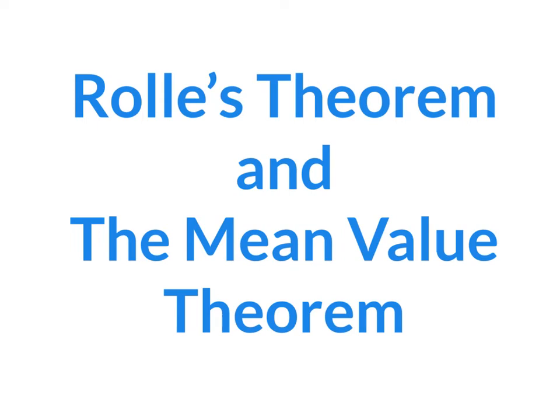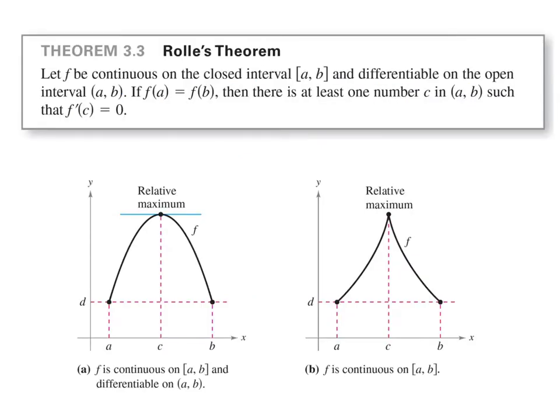In this video, we're going to talk about Rolle's theorem and the mean value theorem. So we looked at the extreme value theorem in our last video, and that said that on a continuous function between some interval a to b, you're going to have a maximum and a minimum value. And those values can occur at the endpoints, potentially.